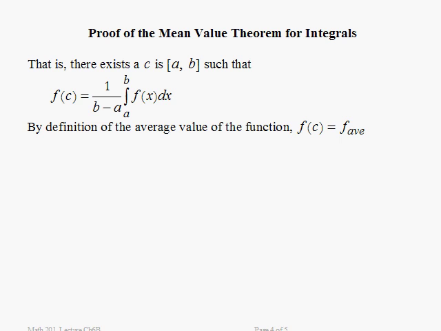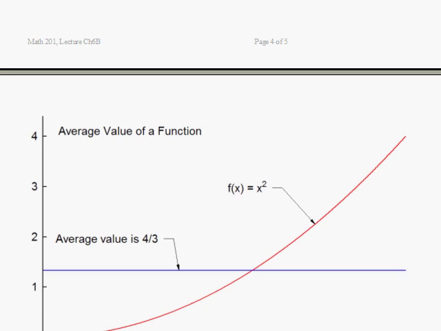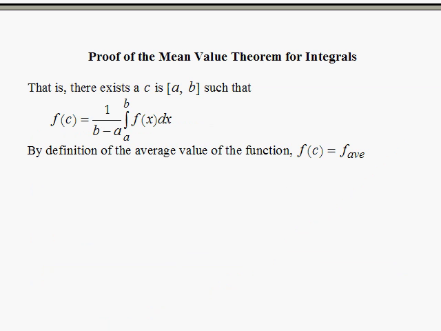So to state that, sorry about that. There's an interaction between the scrolling and the pin function. What we're saying here is there is some c, some value of x in a, b, such that the function evaluated at c is equal to 1 over b minus a times the integral from a to b of f of x, which is, by definition, the average value of the function.